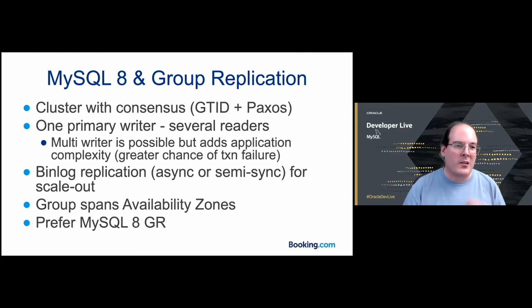But applications are not used to this. They are used to begin transaction, do something, commit, and then commit like never fails. They handle it very badly. So it adds application complexity to handle a greater chance of transaction failures and having to back out and retry. So I do not recommend having multiple primaries, just have one primary.